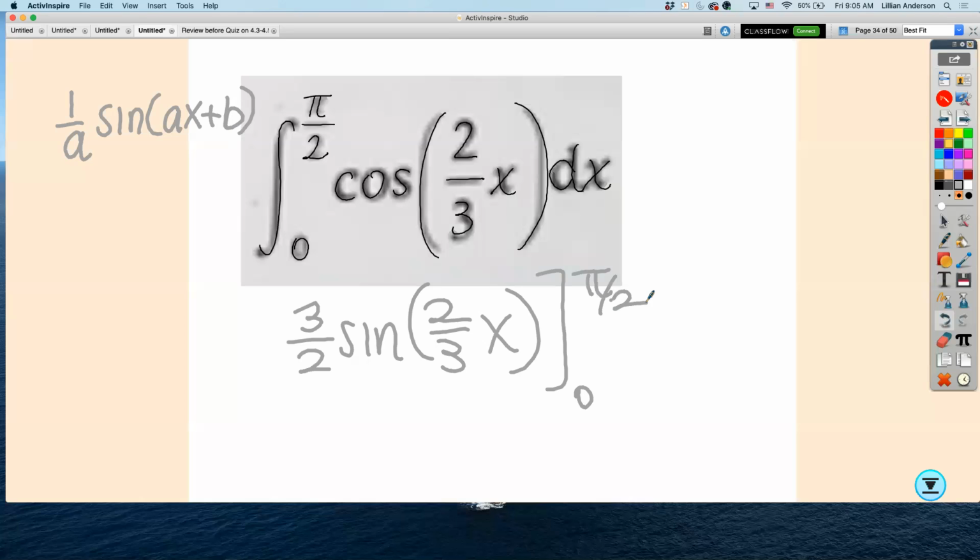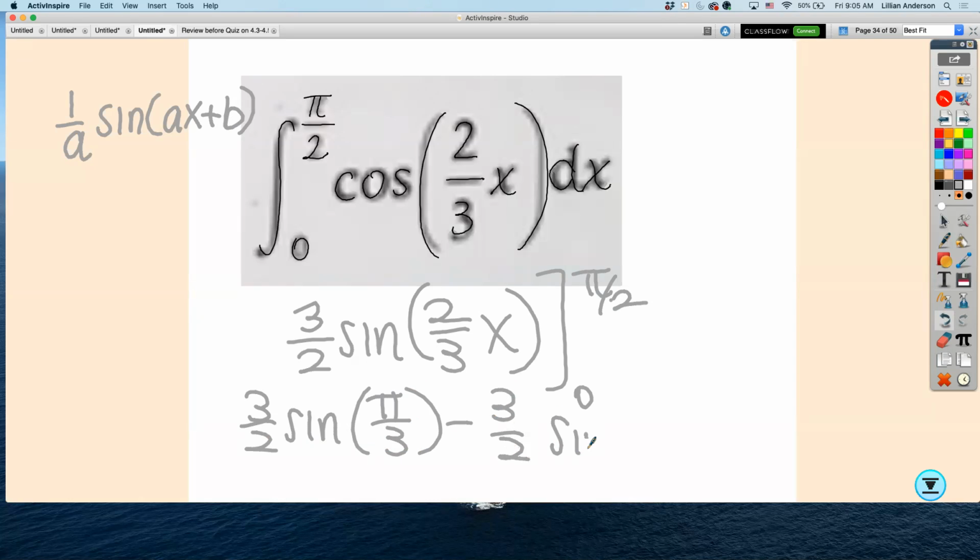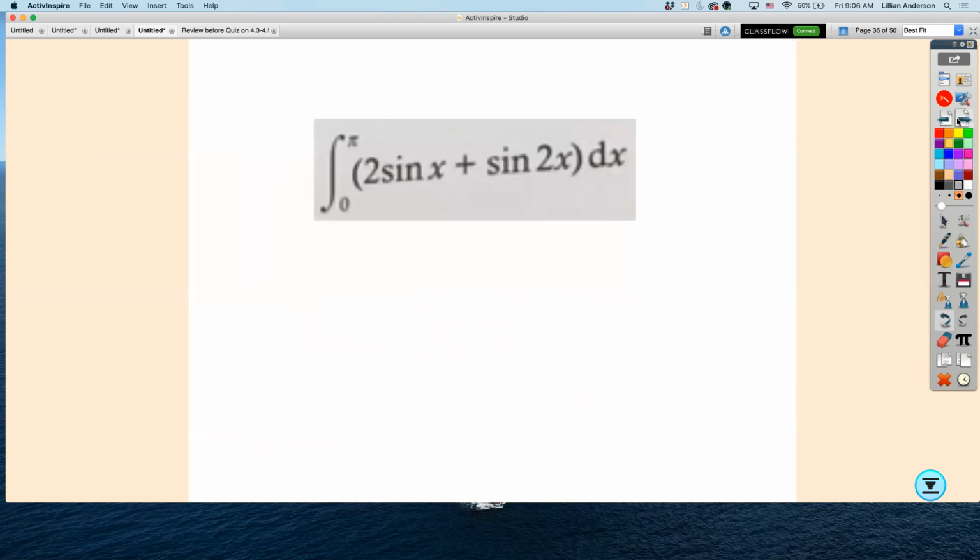So when you plug in pi over 2, you would have pi over 3 that you're taking the sine of, then minus 3 over 2 sine of 0. What is the sine of pi over 3? Root 3 over 2, so this turns into 3 root 3 over 4, and then this was the sine of 0. So my answer is just 3 root 3 over 4. Okay, do another one.